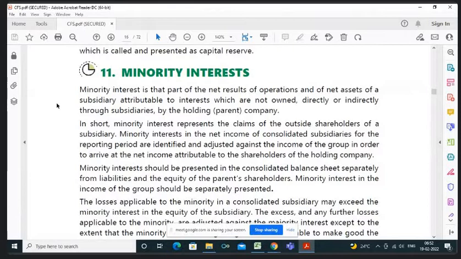So whenever you are preparing a consolidated financial statement, after the capital and reserves and surplus, you should have a separate item called minority interest. You should have a separate schedule for that.